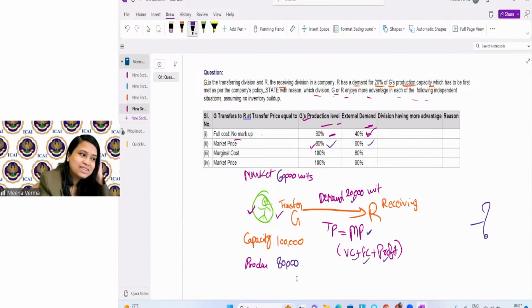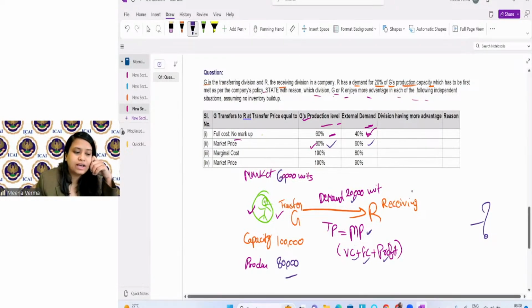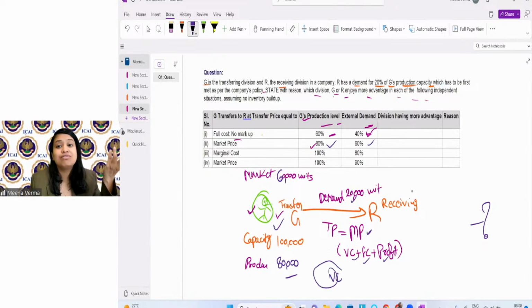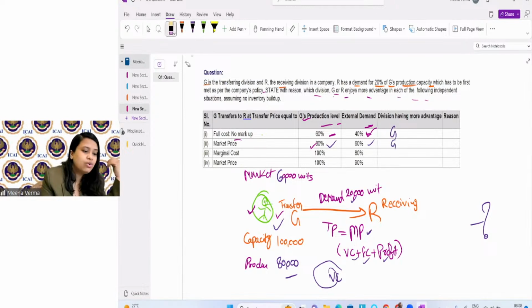Okay, so she has answered. Yes, this department is more profitable because he again has spare capacity. His minimum expectation, the minimum expectation of manager G, was variable cost, but he is recovering everything: variable cost plus fixed cost plus profit. Obviously, he will be very happy. So here G will be happy. Okay, next scenario.